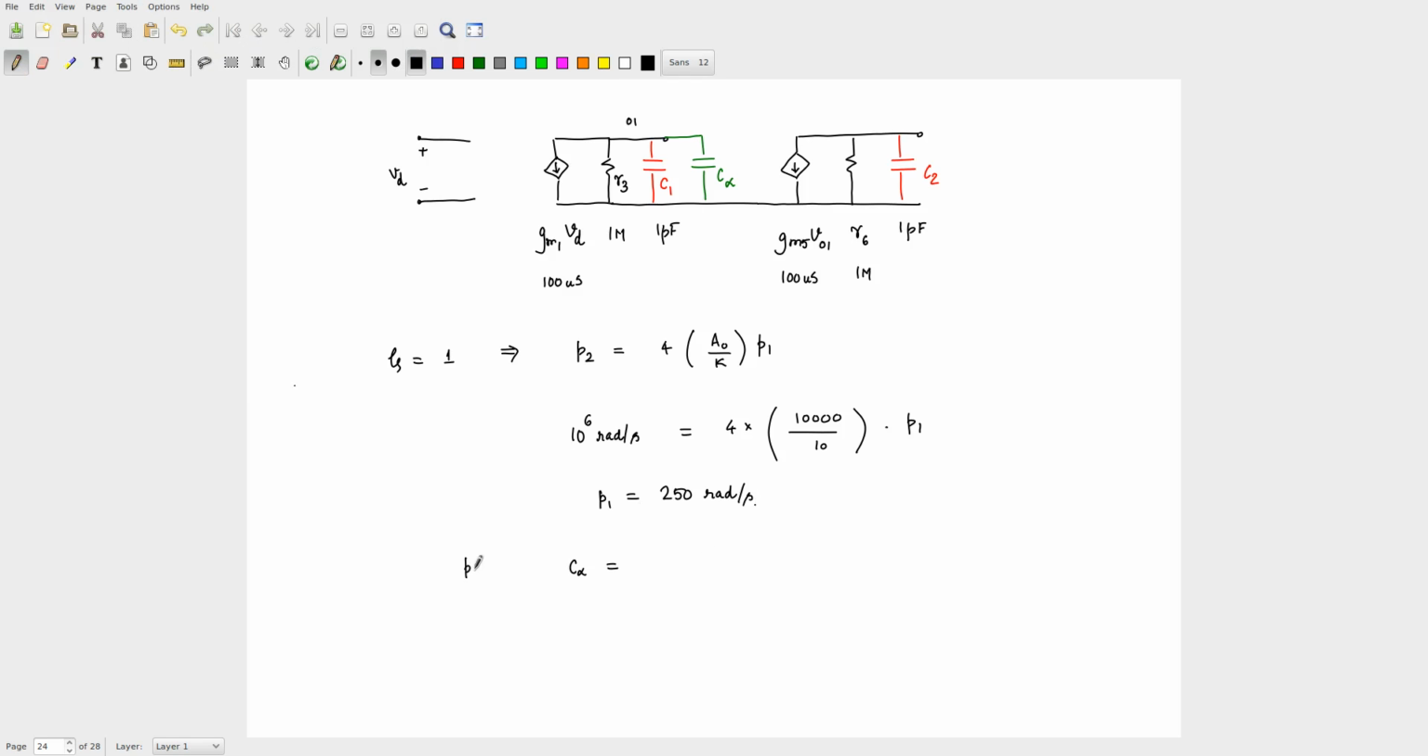So your P1 is equal to 1 by R3 into C1 plus C alpha. Now you note that your original P1 was at 10 power 6. This is your P1 prime, which is at 250. So which means C alpha is much greater than C1. So this is approximately nothing but 1 by R3 C alpha. Okay. So can you tell me what C alpha is?